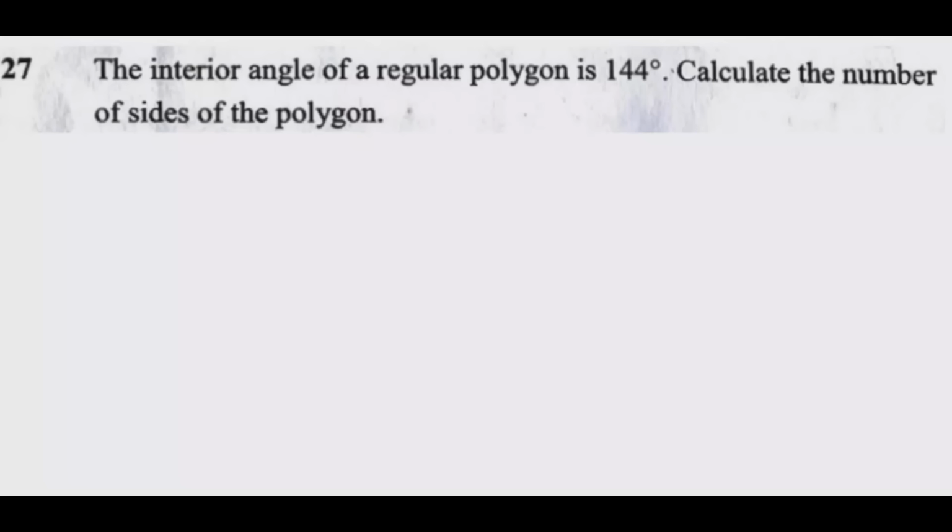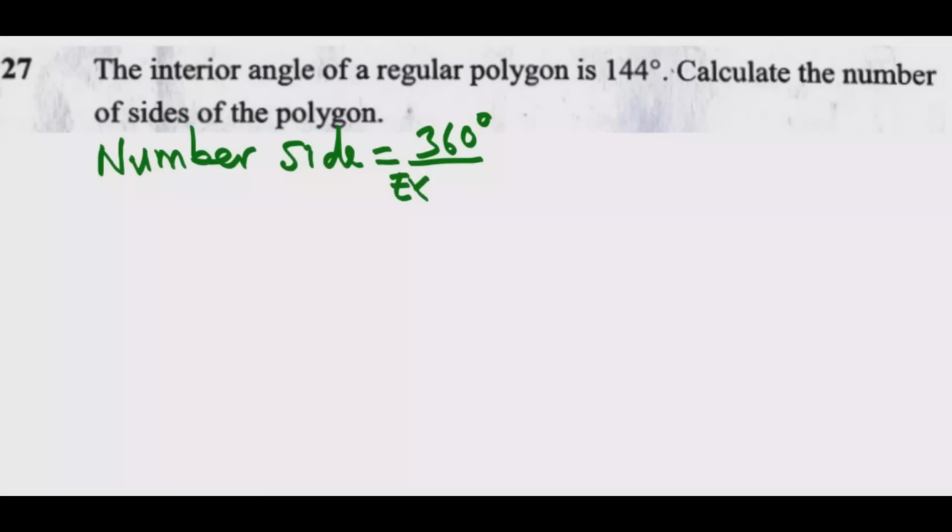So we can use the formula which is number of sides is equal to 360 degrees over exterior angle. Okay, divide by the size of the exterior angle. Now, in the question, we are given the interior angle, not the exterior angle. So how do we get the size of the exterior angle?